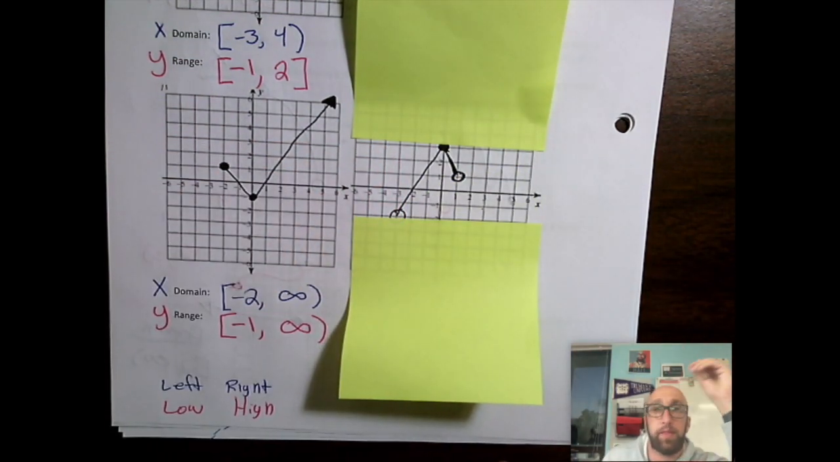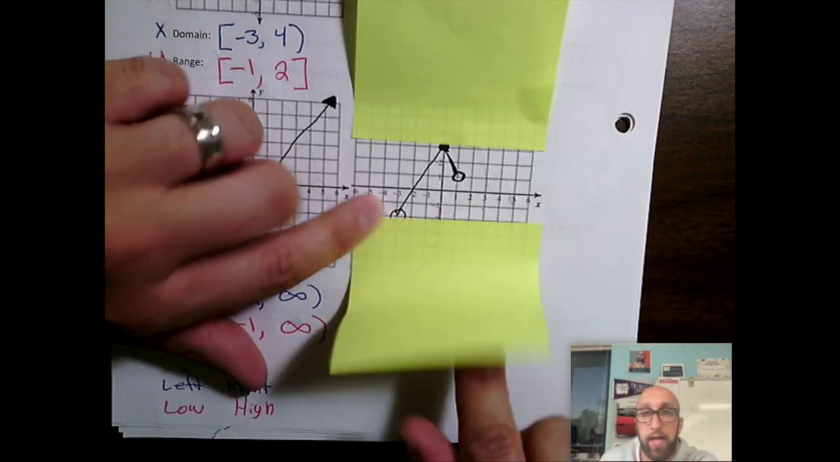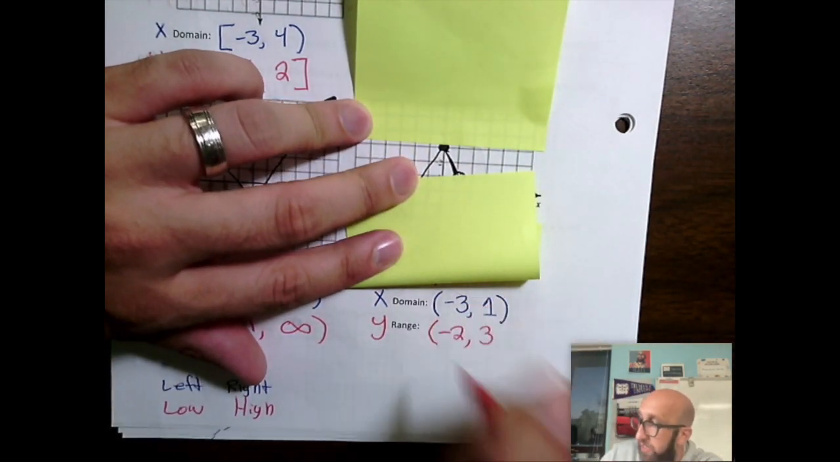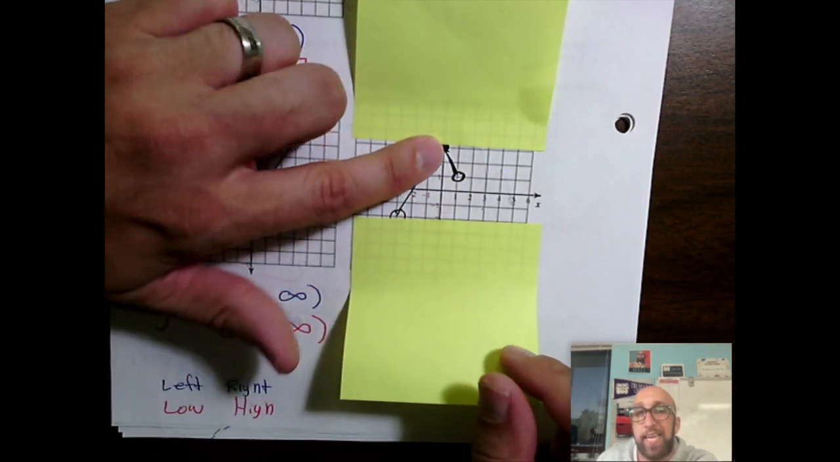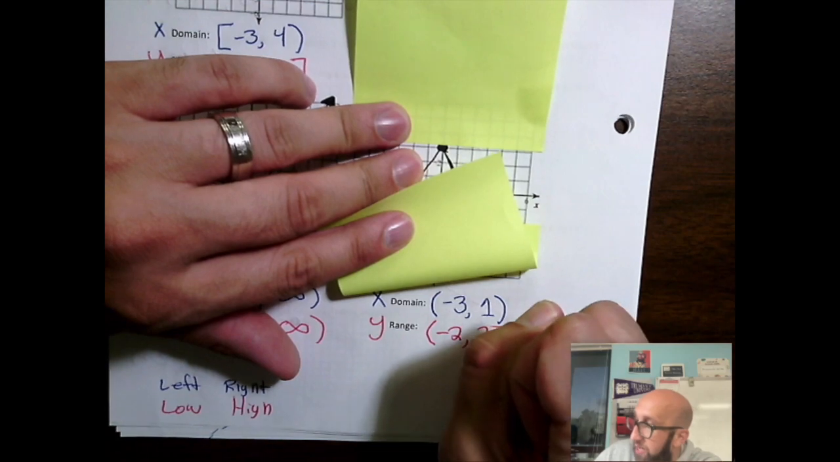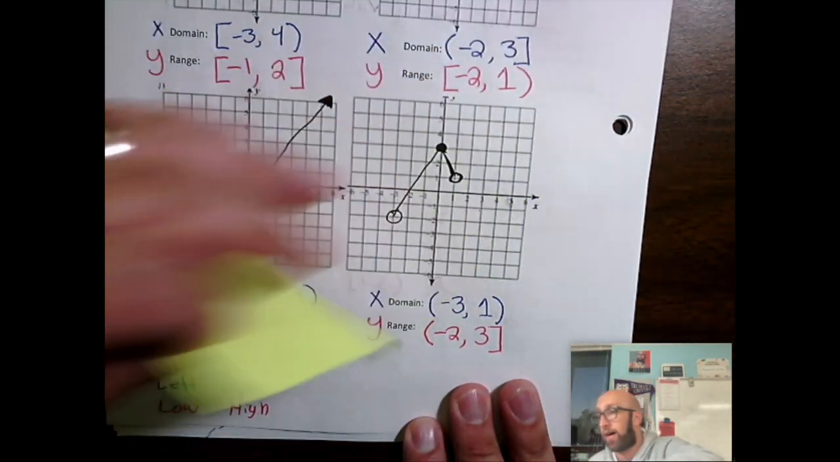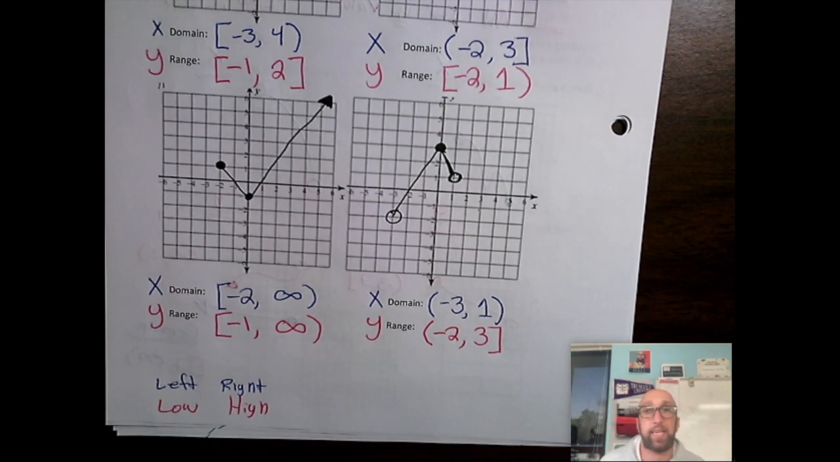Now it's time for parentheses versus brackets. I see an open circle on the low end, so I need a parentheses on the low end. I see a filled in point on the high end, so I need a bracket on the high end there. So that is our final two problems on just domain and range.